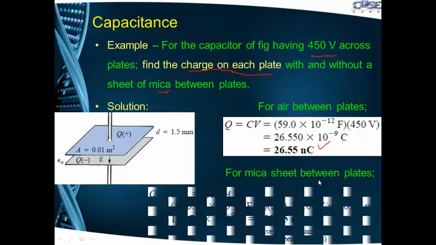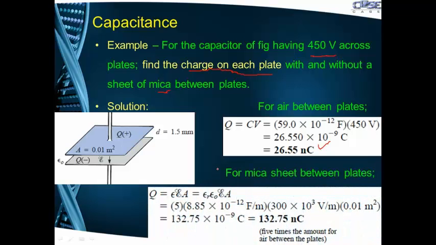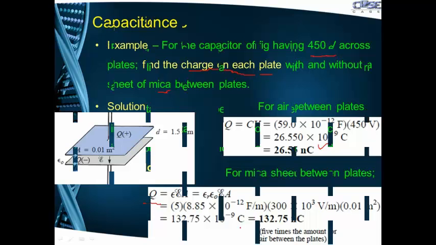Now if we insert the mica between the plates, then what would be the charge? So intuitively you can say that the charge would be 5 times higher than this value. However, we can compute it from this relationship, so we will end up with the result that it is 5 times the amount for air between the plates. This value would be 5 times this value.